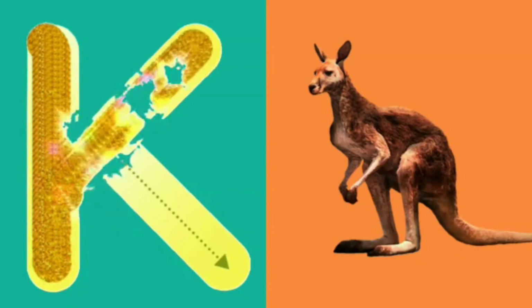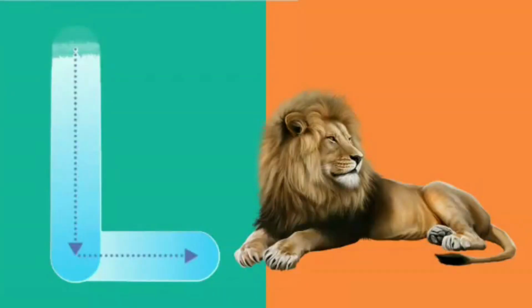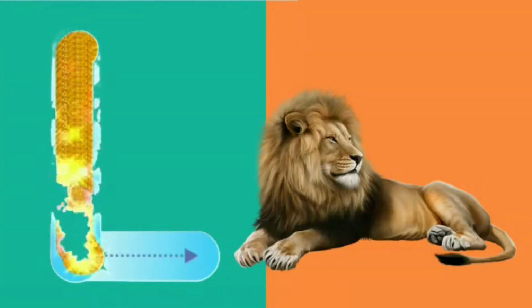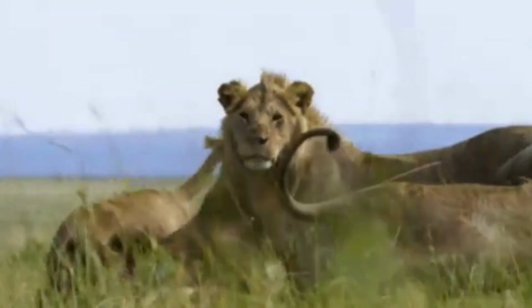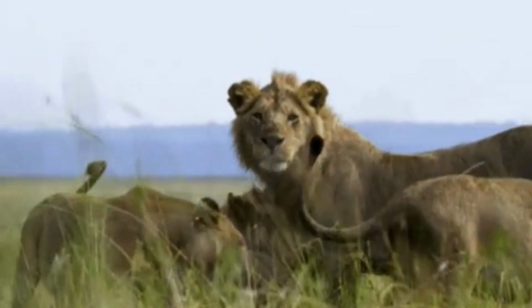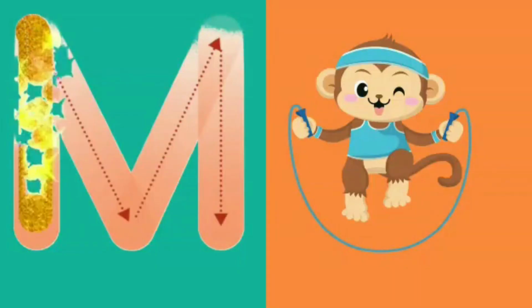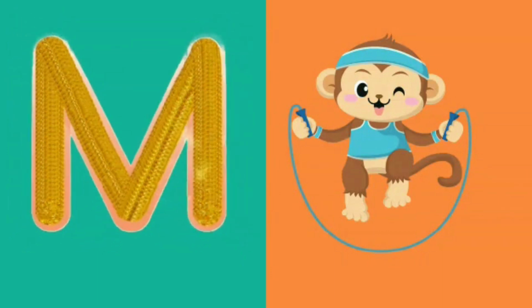K. K is for kangaroo. Kangaroo. L. L is for lion. Lion. M. M is for monkey.